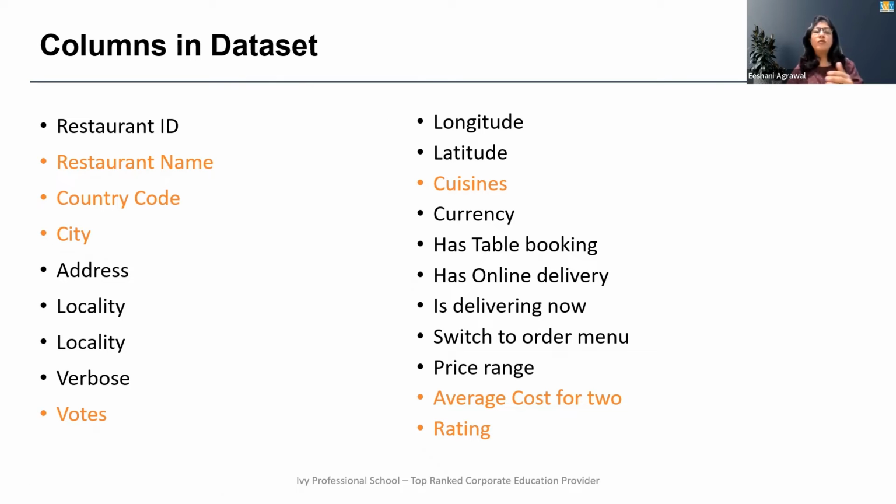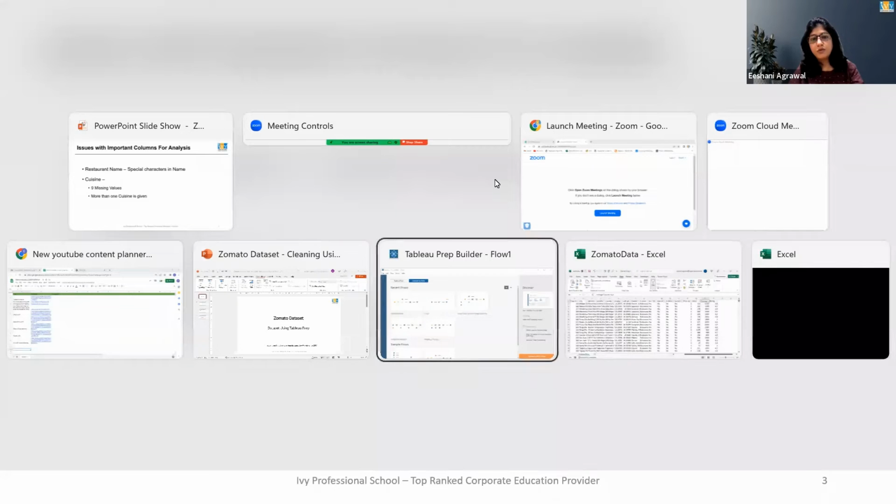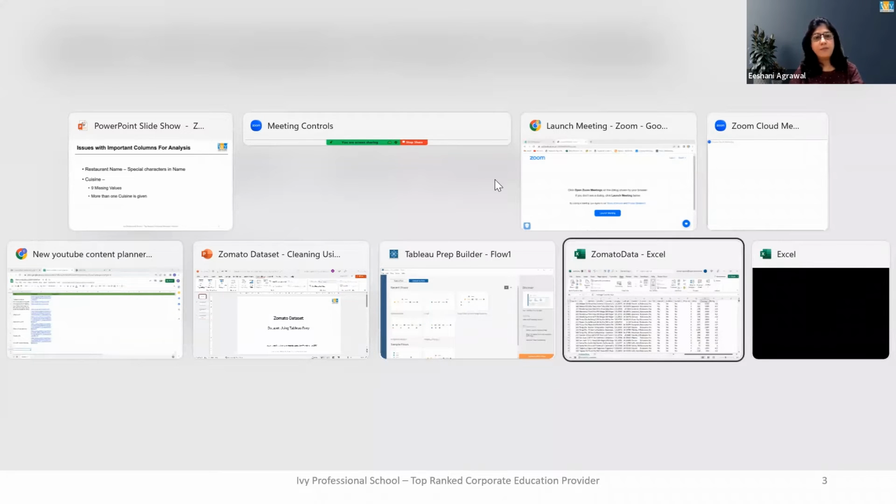Now, when you start the process of data cleaning, first of all, you need to understand what is the problem in various columns that we have. So I went through each and every column. Restaurant ID did not have any issues, so I skipped that. When we come to restaurant name, there I saw that there are some special characters in the name. So let me take you through this data set over here.